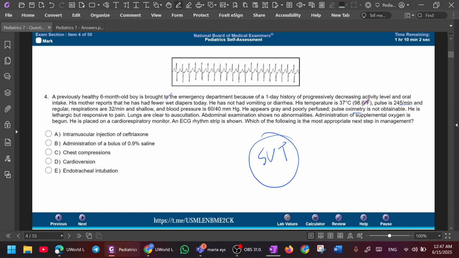Pulse oximetry is not obtainable. He is lethargic but responsive to pain. Lungs are clear to auscultation. Abdominal examination shows no abnormality. Administration of supplemental oxygen is begun. He is placed on a cardiorespiratory monitor. His ECG strip is shown. Which of the following is the most appropriate next step in the management?